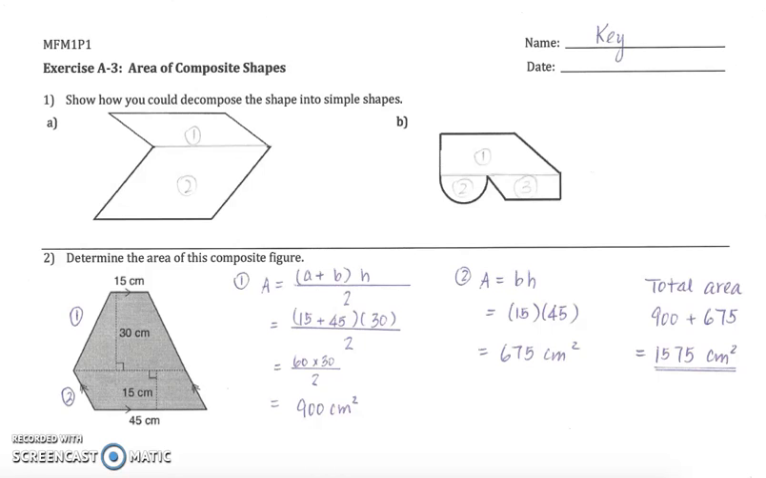Exercise A-3, Area of Composite Shapes. Question 1. Show how you could decompose the shape into simpler shapes.